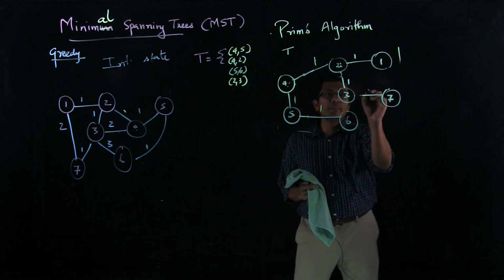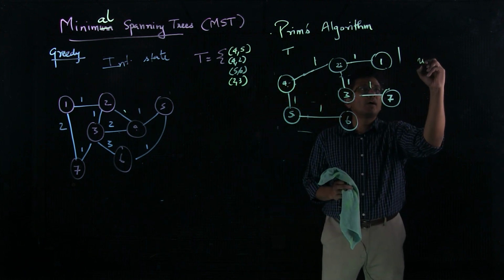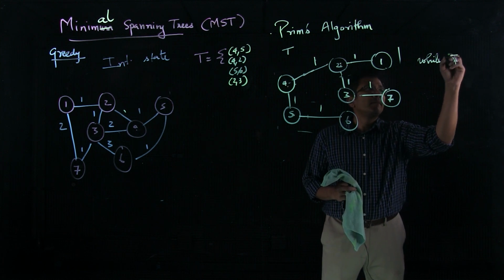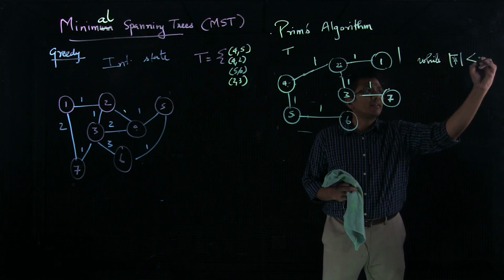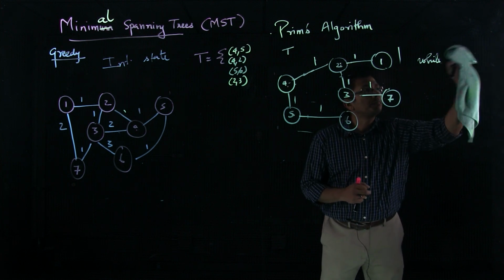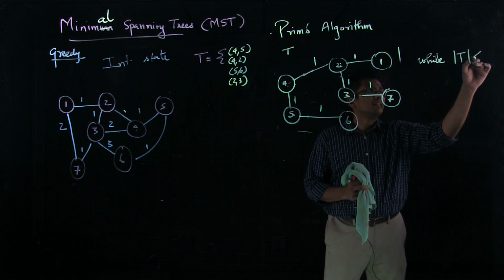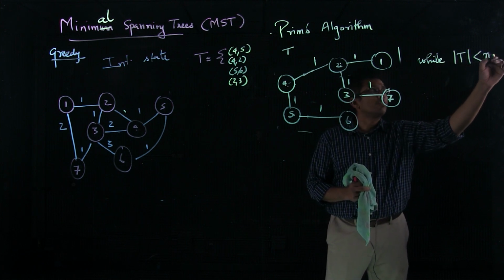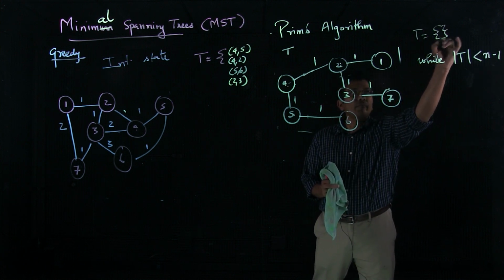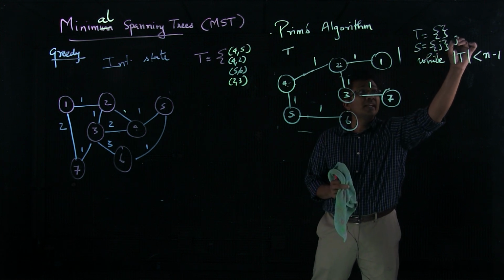So what's the basic algorithm? The basic algorithm is while the size of the tree is less than the number of nodes minus 1. Initially the tree is empty. Take the set S to be any node j, where j is any vertex.